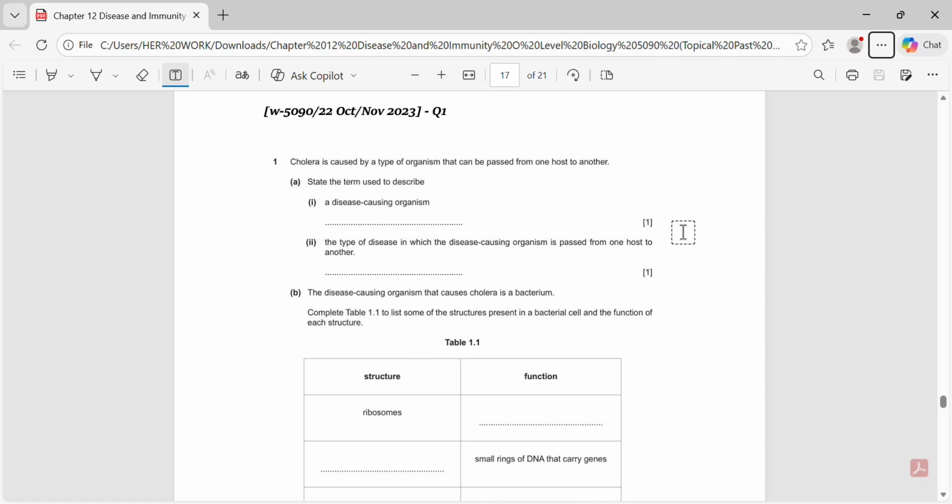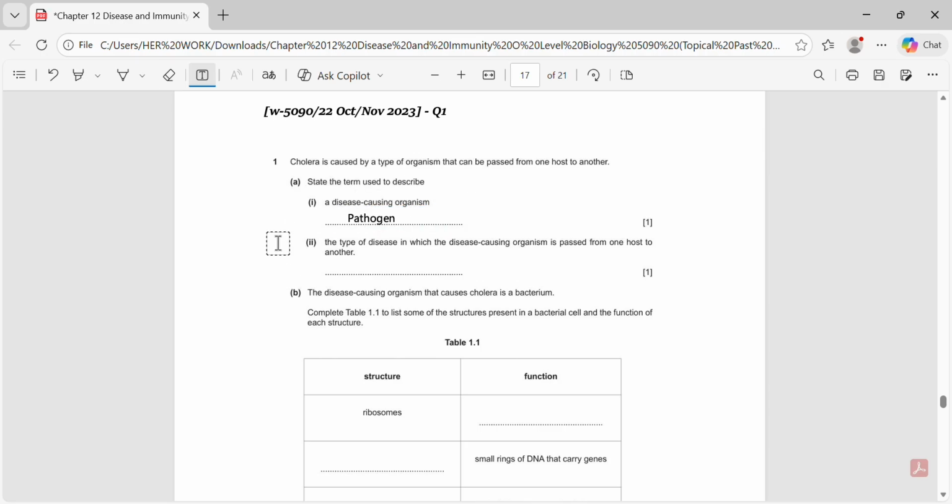Moving on, the question says cholera is caused by a type of organism that can be passed from one host to another. First, it asks us to state the term used to describe a disease-causing organism. So, the correct answer here is pathogen. Next, it asks for the term used for a disease in which the disease-causing organism is passed from one host to another. This type of disease is called a transmissible disease.